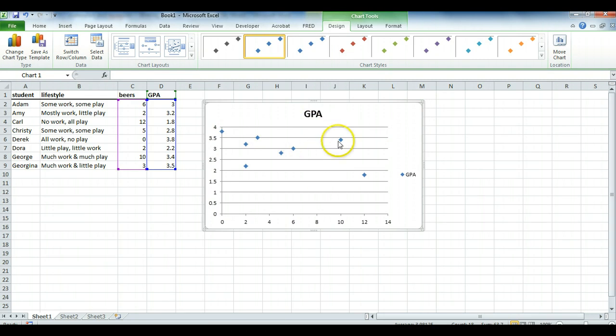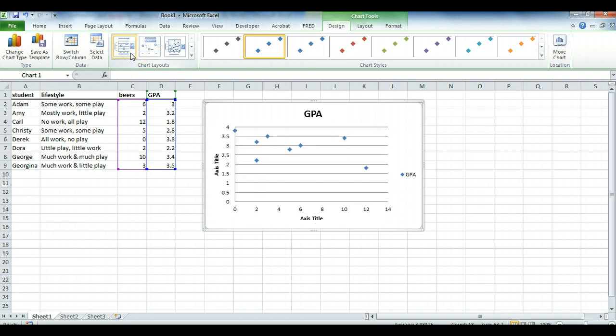So this is a very rudimentary chart, and we want to change it to make a little bit more sense here. First, I'm going to change the chart layout by looking at one of these templates here. I'm going to click on layout number 1. It adds these axis titles.